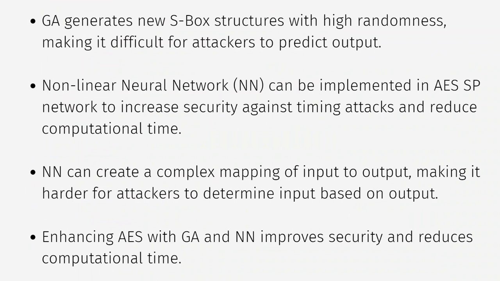Nonlinear neural network (NN) can be implemented in the AES SP network to increase security against timing attacks and reduce computational time. NN can create a complex mapping of input to output, making it harder for attackers to determine input based on output. Enhancing AES with GA and NN improves security and reduces computational time.